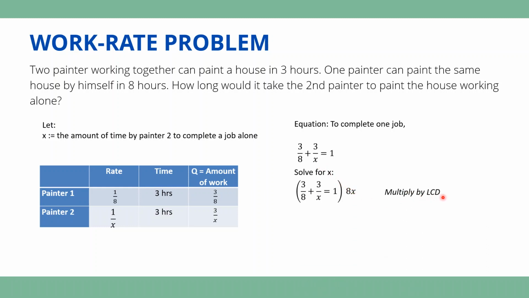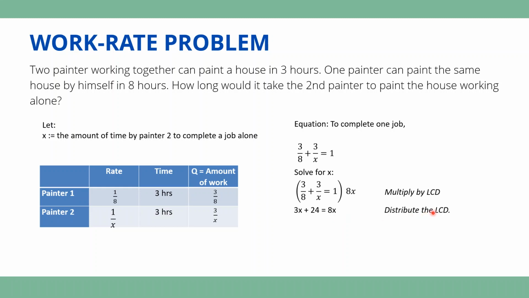Let's multiply both sides by their LCD, and for this case naman, we have 8x as their LCD. And then distribute the LCD. So 8x divided by 8 times 3, we have 3x. 8x divided by x times 3 is 24, and 8x times 1 is equal to 8x.